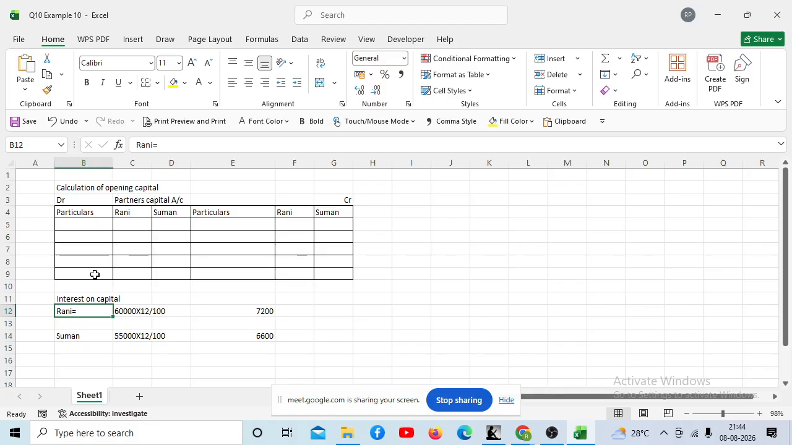Now see, capital is a liability. What is the normal balance of liability? On the credit side. So just write by balance brought down. But we don't know this balance. This balance we want to find out. Just write it only as by balance brought down.